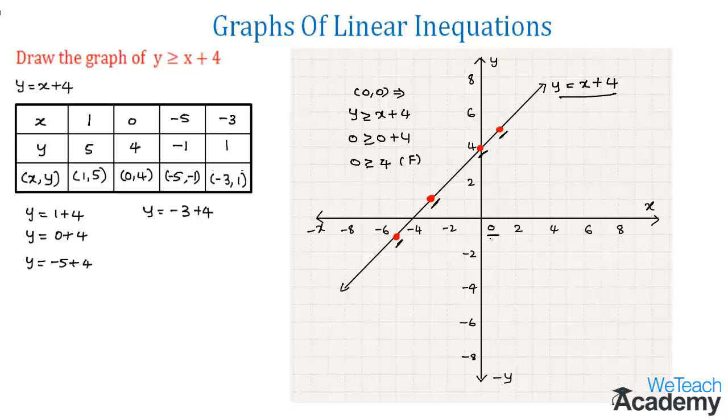So by this we can conclude that the origin does not lie in the half plane represented by the graph. So let us shade here the region opposite to the origin, and here the boundary line, which is nothing but y is equal to x plus 4, lies in the region represented by the graph, and this boundary line is drawn with a heavy dark line.